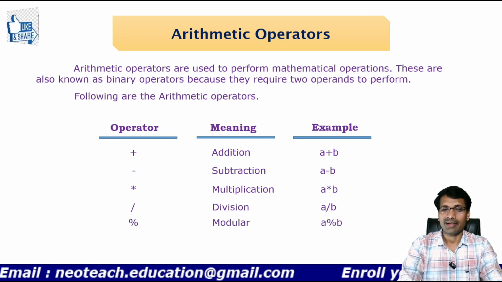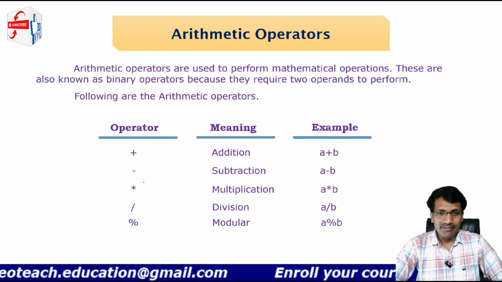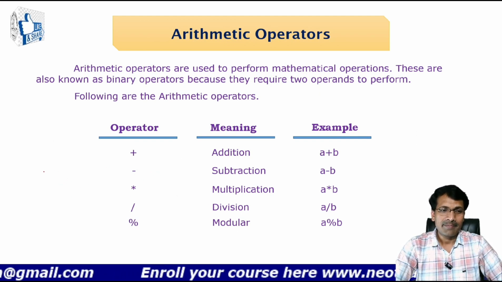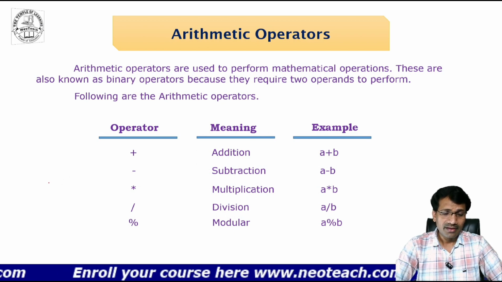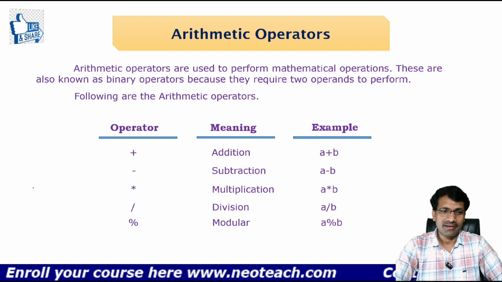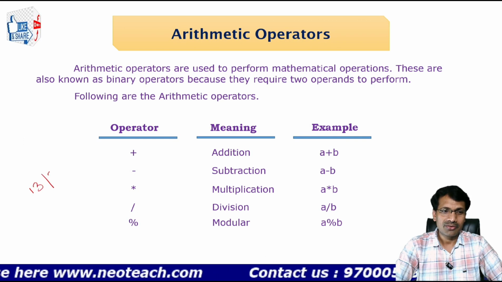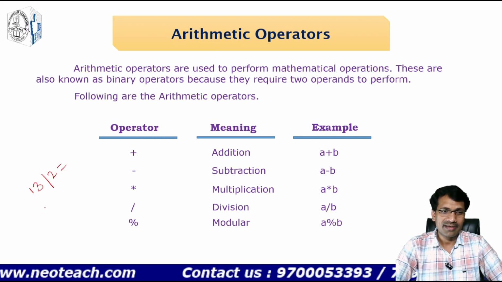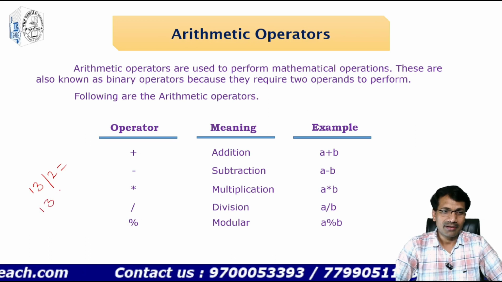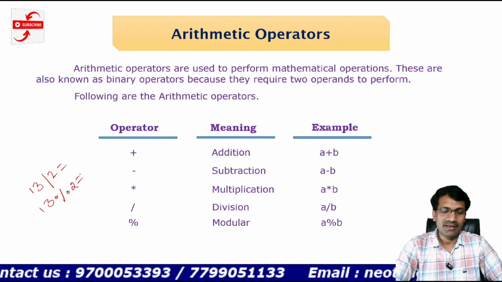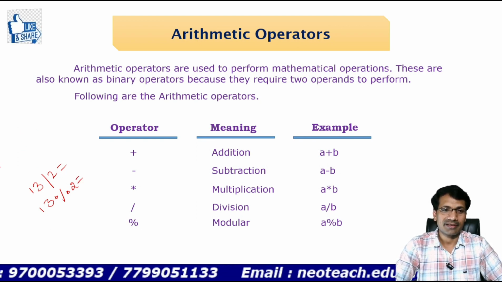Basically we know these, but what is the main thing here? Simply, I will explain the last two. Suppose 13 divided by 2 is equal to how much, and 13 modular 2 is how much? The difference between division and modular. Let me check here.